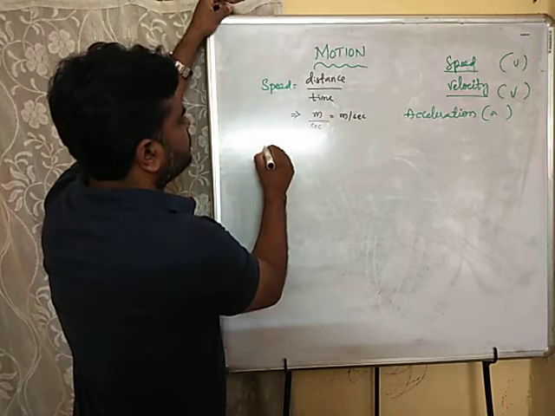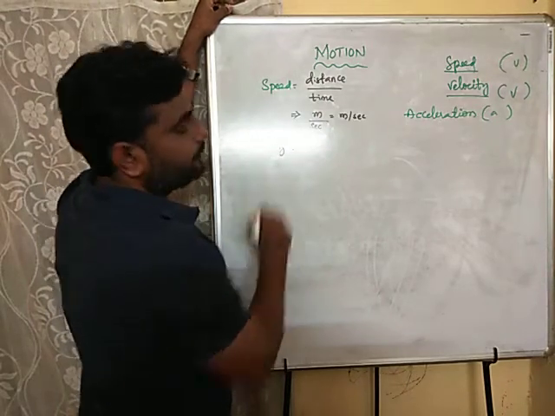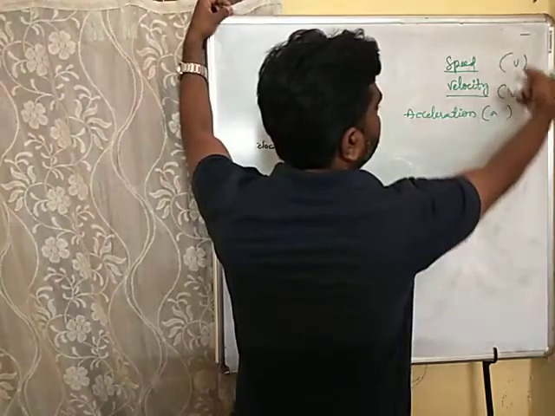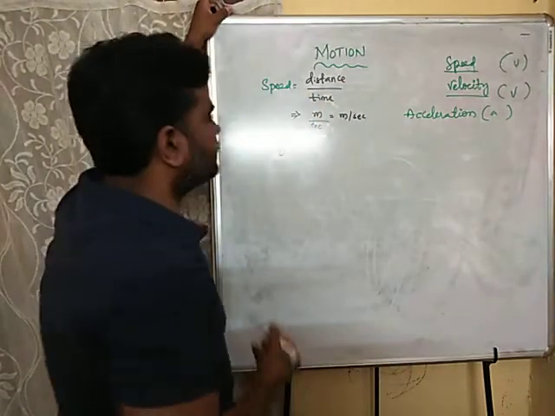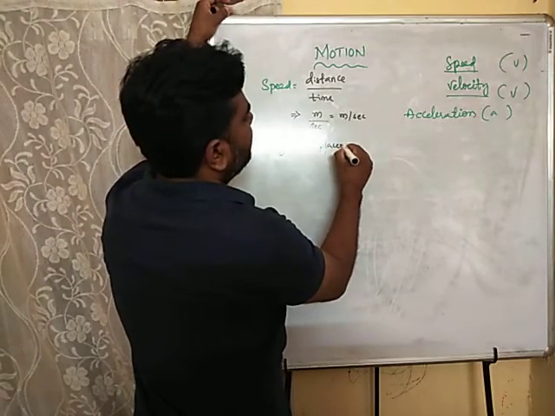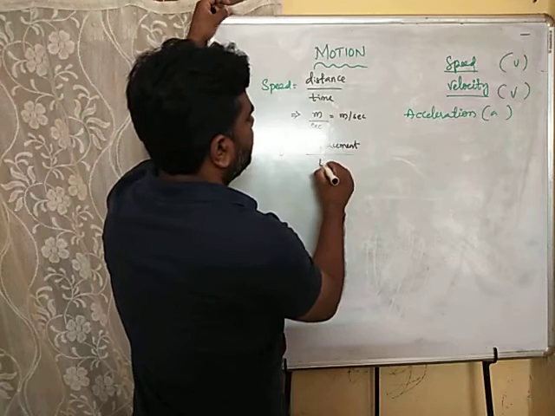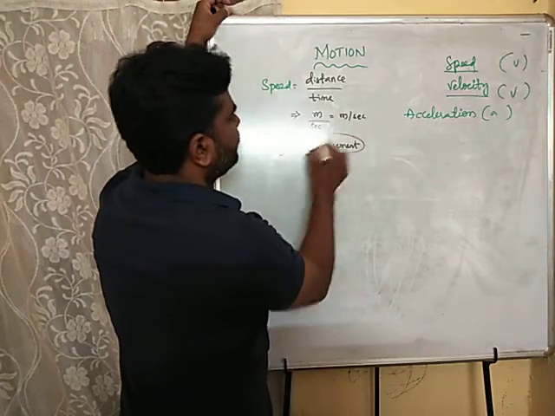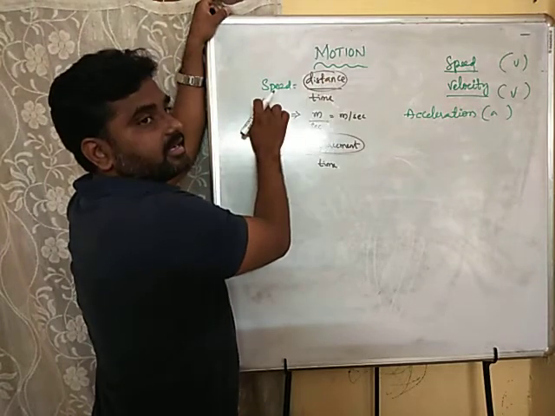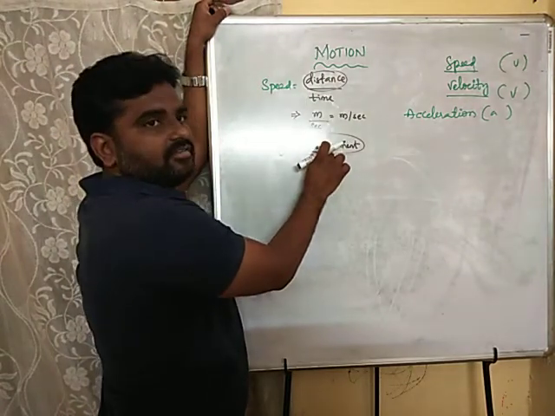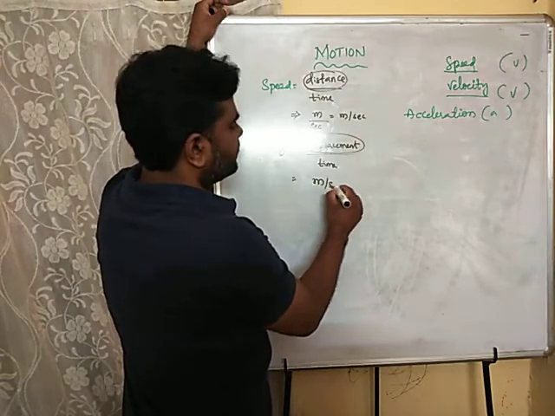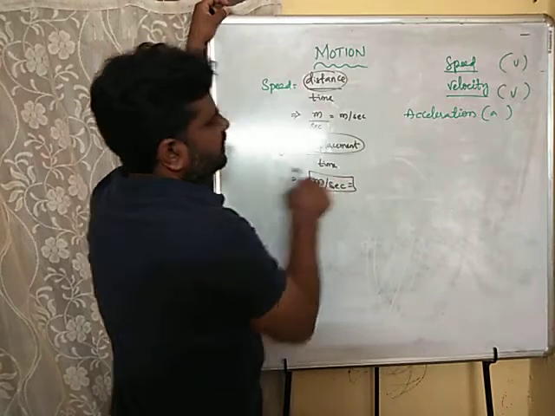Now what about velocity? Speed and velocity are both denoted by the letter V, but velocity V is equal to displacement divided by time. You got an idea of the differences here. If it is giving an idea of distance, then it comes under speed. If it is giving an idea of displacement, then it is velocity. Displacement is again measured in meters and time in seconds, so meters per second.